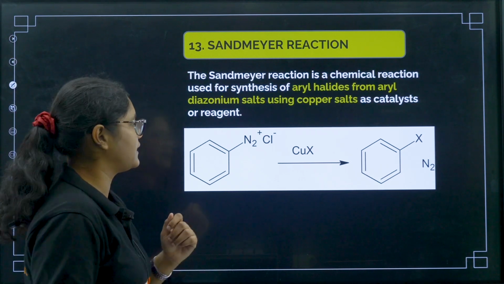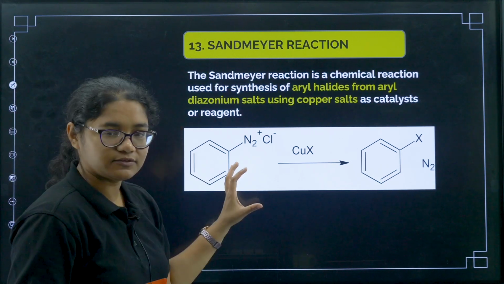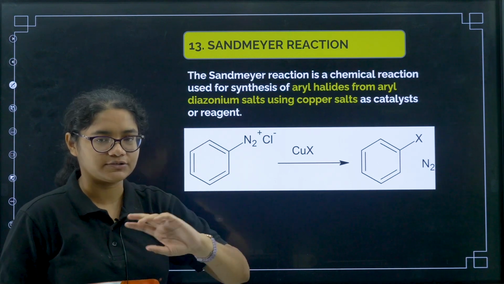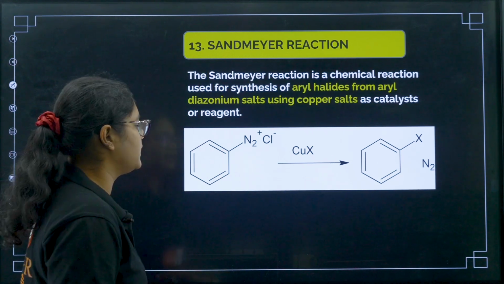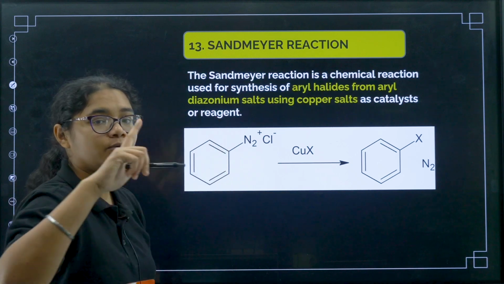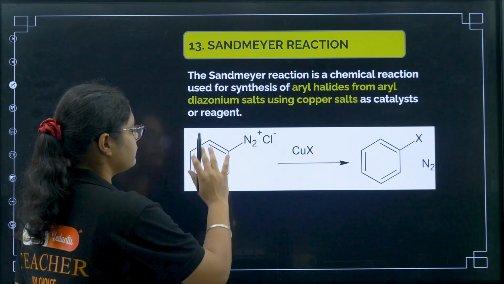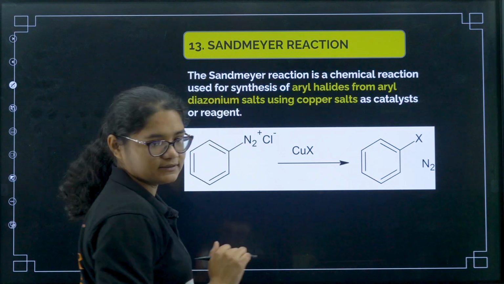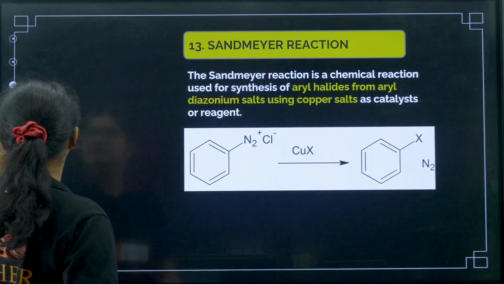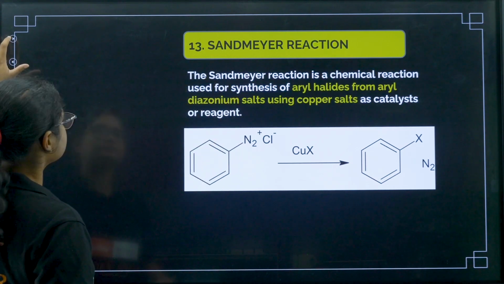Under Sandmeyer reaction we have benzene diazonium. For Sandmeyer reaction and Gattermann reaction, you should be very careful about the reagent. Here it is CuX and there it is Cu and HX. So if you use benzene diazonium chloride with CuX, you will get haloarenes. So that is done for Sandmeyer reaction.